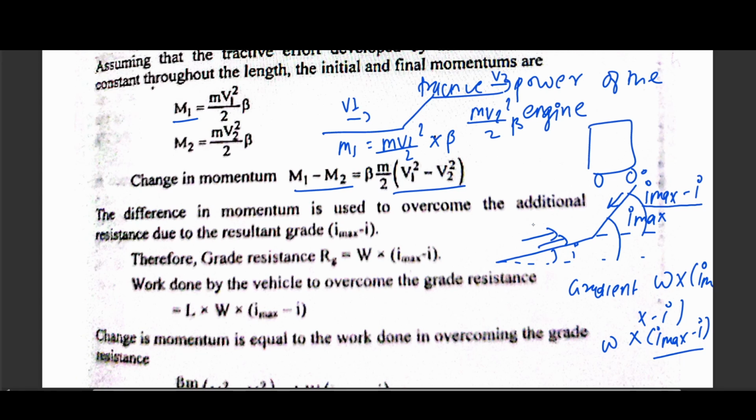So what is the work done by this grade resistance? It will be L into W into (i max minus i), because the length up to this portion is L. Simple. Grade resistance is not on the vertical inclined surface. The grade resistance will be on the horizontal surface, which is equivalent to this inclined surface. All right. The length is not in this direction. Okay. The length will be in this horizontal direction.